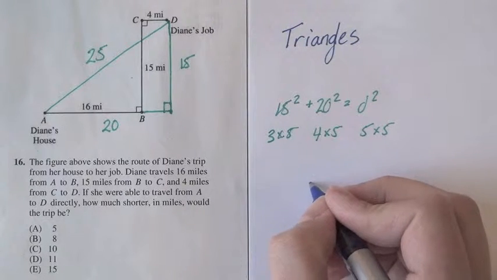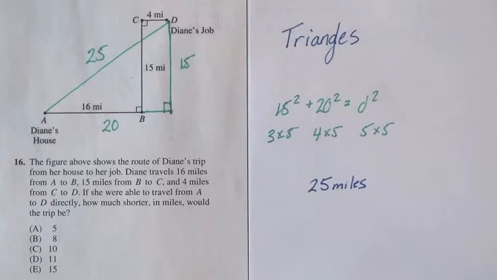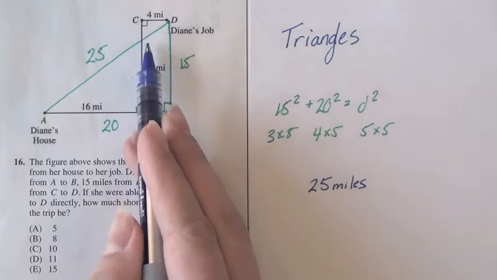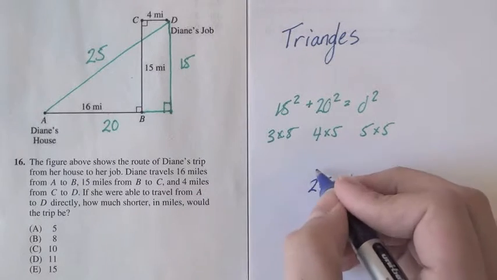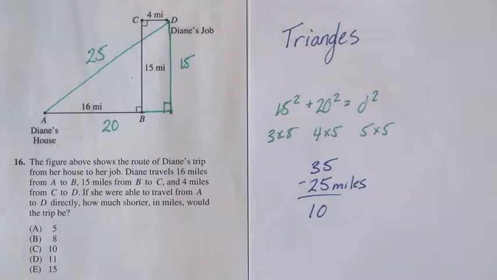Well, her trip here is 25 miles. Let's see what it used to be. If we add it all up, 16 plus 4 is 20, plus 15 is 35. We'll just subtract them out and get 10. So the correct answer is C, 10 miles.